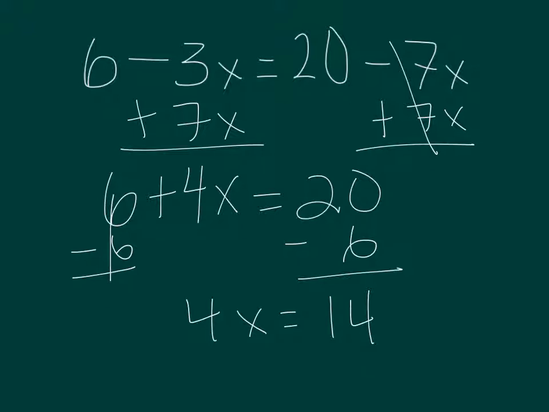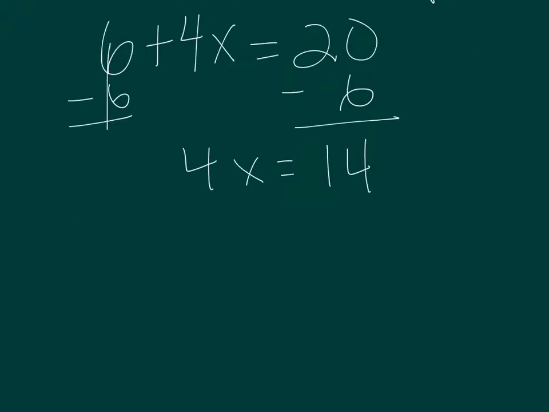Now, the next thing I need to do to each side is to divide by 4. Some people may say, oh, this doesn't work perfectly. That's totally okay. We can always get a decimal as the answer.